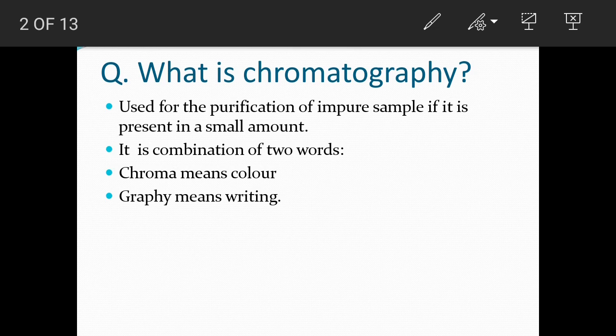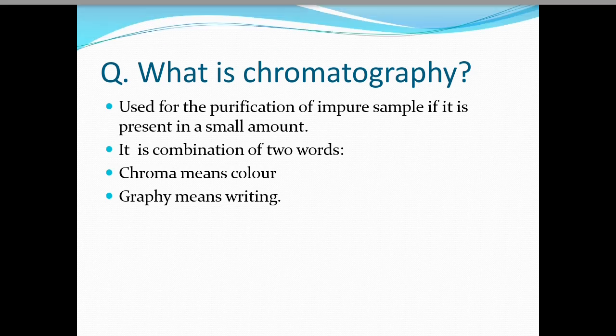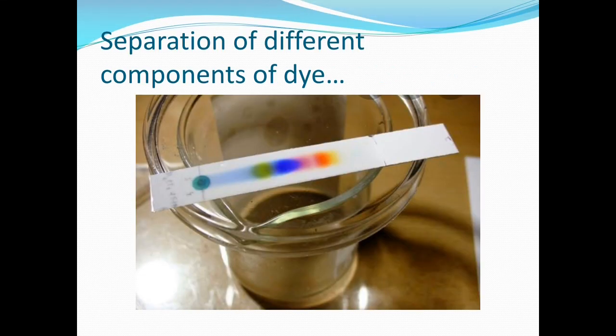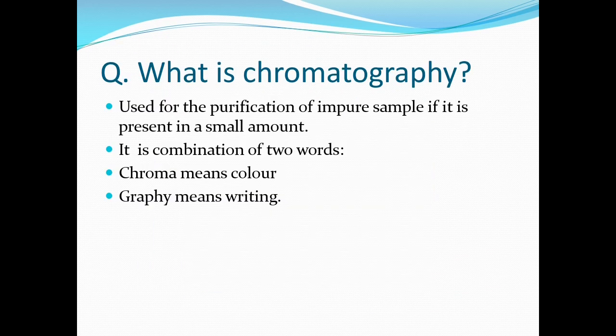Firstly, this technique was used for the separation of different components of a dye, because a dye is a mixture of different colors. So here you can see that the circular spot is the spot of a dye, and after performing this activity, the different colors of the dye appear or get separated. That is why this technique is named chromatography.